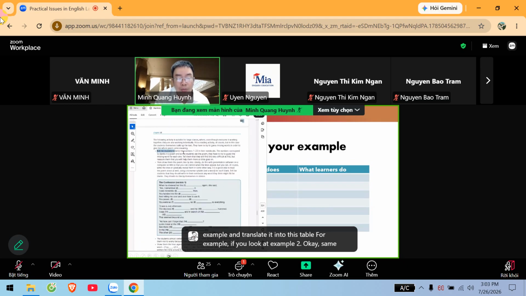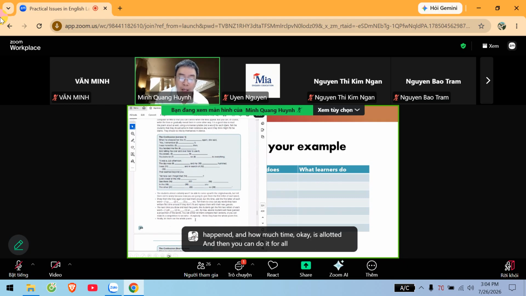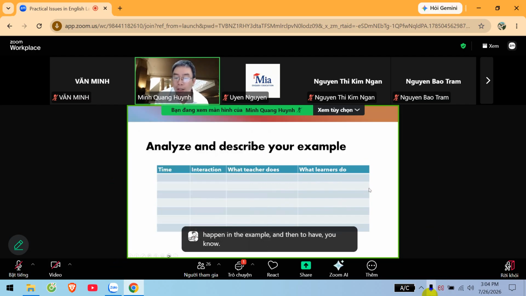You can also break it down into smaller steps, write it in here: what the teacher does, what the learners do, what kind of interaction happened, and how much time is allotted. And then you can do it for all of the things that happen in the example, to help people understand what is going on when they look at the table that you have here. So this will be your homework.